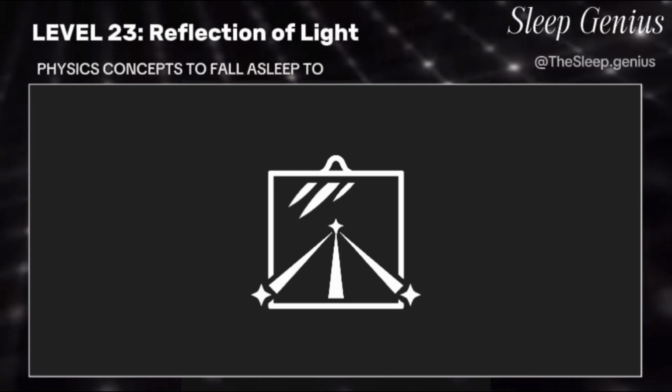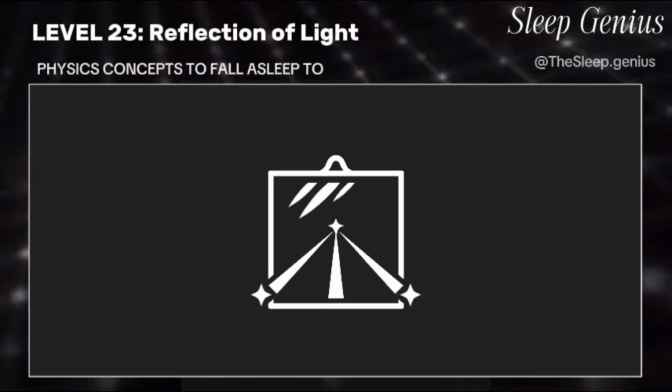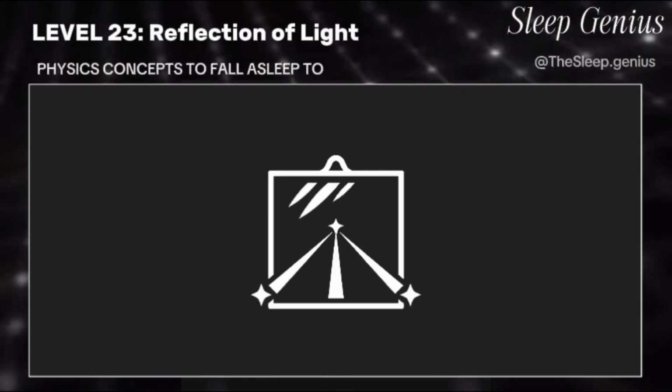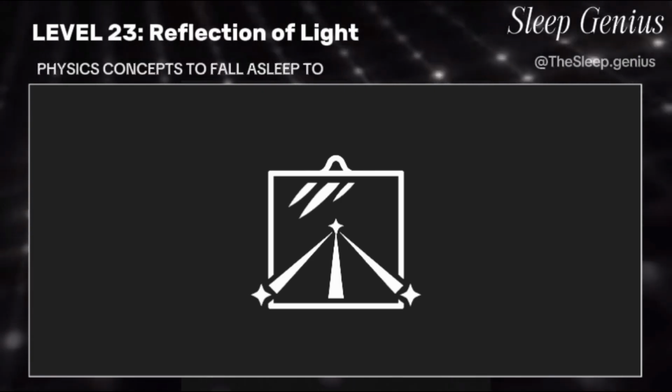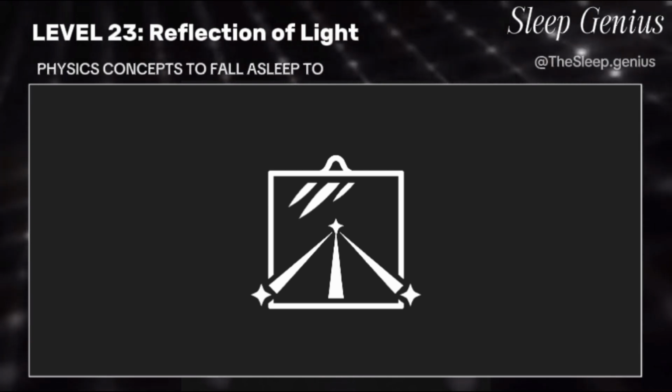Reflection of light occurs when a beam of light strikes a surface and bounces back. This is why we can see objects in a mirror or notice our image in calm water. The process follows the law of reflection. The angle at which light hits a surface, called the angle of incidence, is equal to the angle at which it leaves the surface, called the angle of reflection.